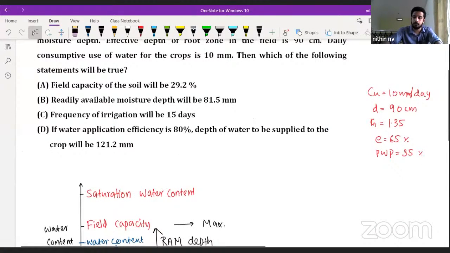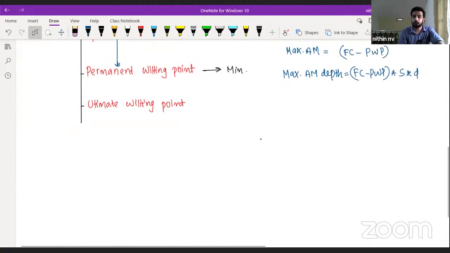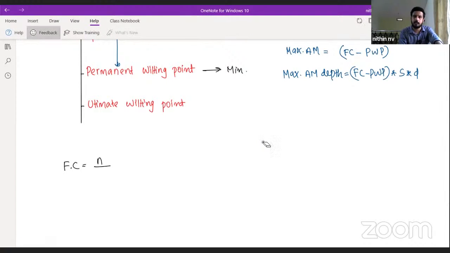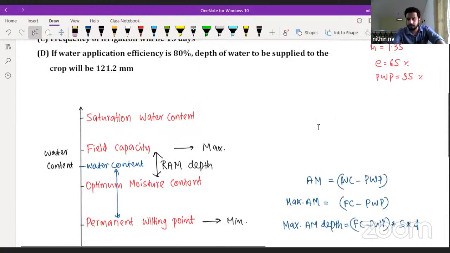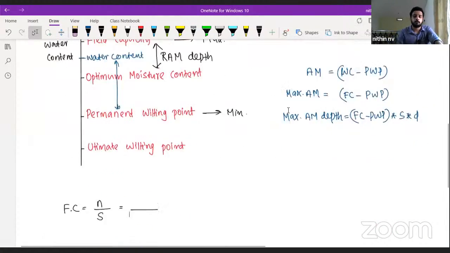In this question, they have not given it. So how can we calculate the field capacity if they are not giving it in the question? There is a very important relationship. The field capacity is equal to porosity divided by specific gravity. Okay, that you should remember. In some questions, they will not give that. The field capacity is equal to porosity divided by specific gravity. In geotech, generally we take the value G, but here since I have written S, I'm putting S, okay, specific gravity. So just directly substitute, we have the value S, specific gravity 1.35.